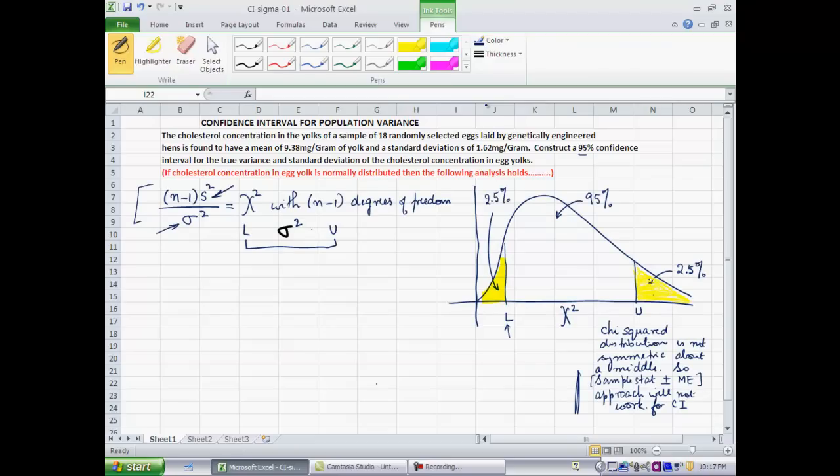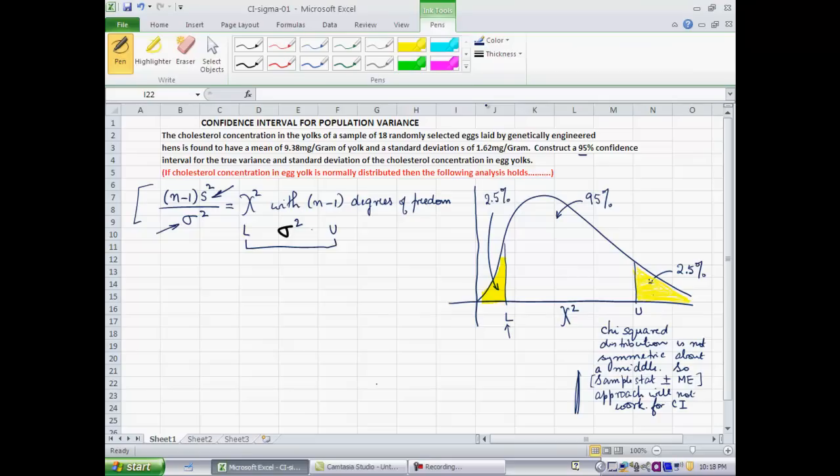So the obvious place to start if I want a confidence interval for sigma squared is the sample variance, which is S squared. Just as we started with X bar, the sample mean, to get a confidence interval for the population mean, and we started with sample proportion P bar to get a confidence interval for the population proportion. Unfortunately, I do not have the sampling distribution of S squared.